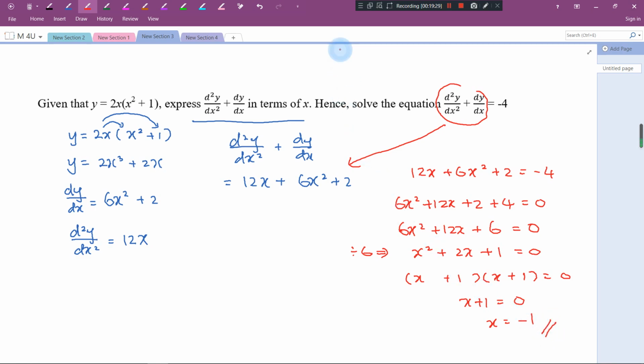Okay, so that's all for this video. I hope that you understand better about the first derivative and also the second derivative. We are going to talk more about how to use the second derivative to help us determine whether a given point is a maximum point or minimum point.